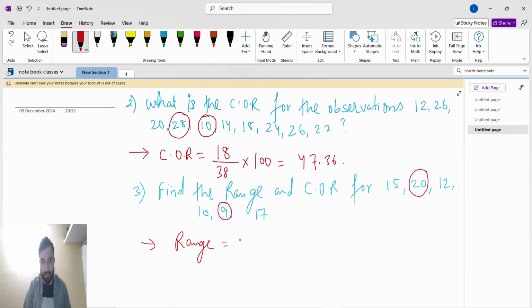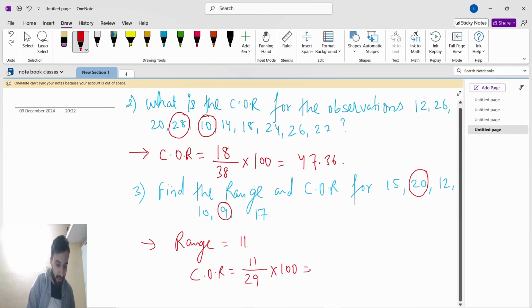The range is 20 minus 9, 11 is the range. Then coefficient of range is highest minus lowest, 20 minus 9, 11, divided by highest plus lowest, 20 plus 9 is 29, into 100. 11 divided by 29 into 100.